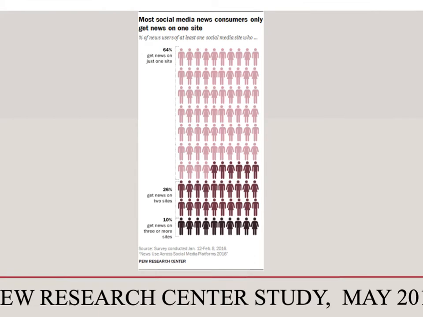In that same study by the Pew Research Center, most social news consumers only get news on one site. So 64% of the people who get their news from social media, most of them just go to one site. Some will go get two, so you have the 26% here that go to two, and then only 10% get their news from three or more sites. So it's easy to imagine that a lot of people perhaps go on Facebook or Reddit or Twitter.